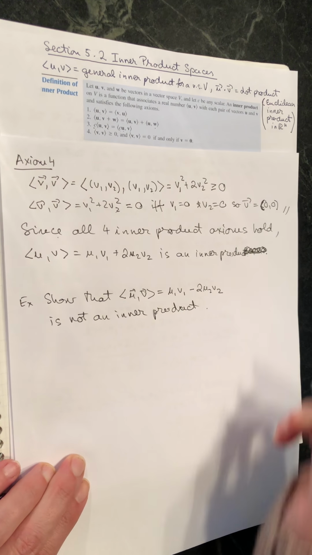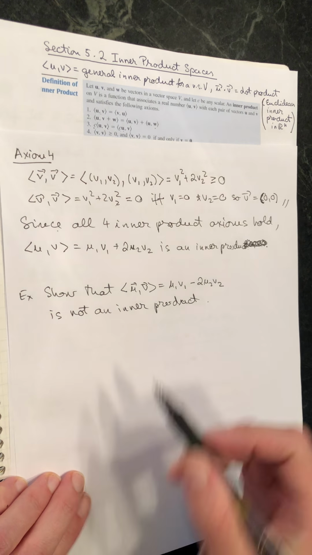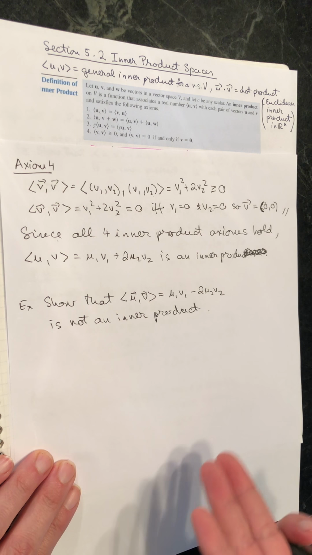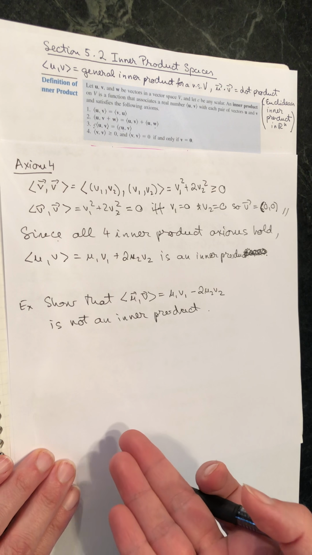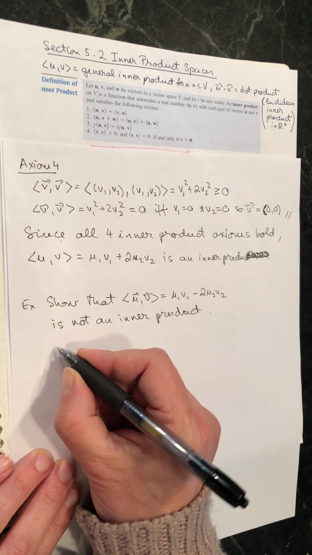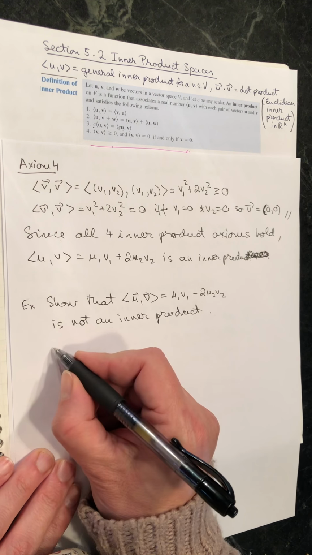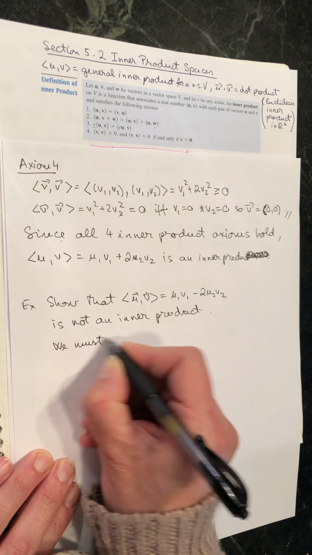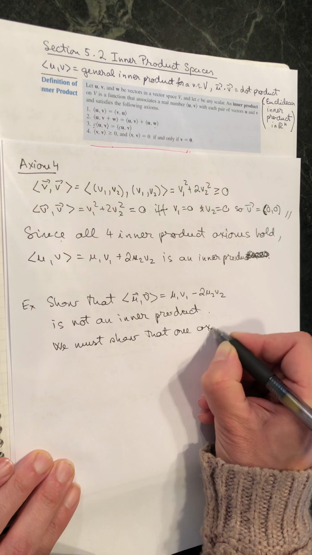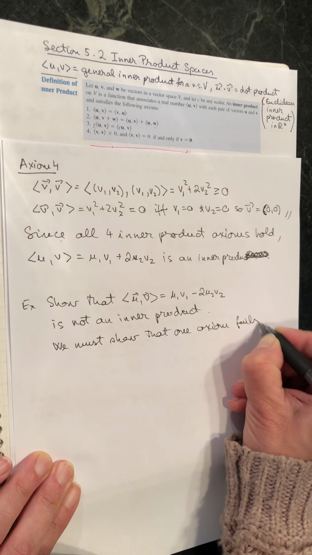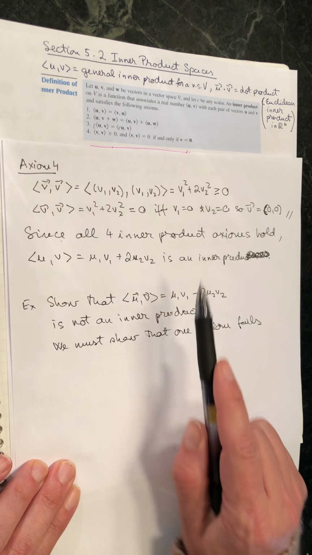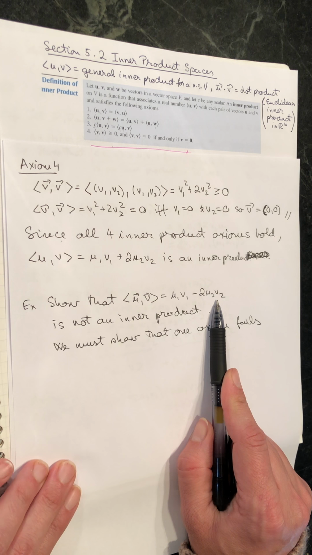Just like with vector spaces, it is enough to show that one of the axioms fails. So we need to give a counterexample. We need to give an example of vectors that make one axiom fail. So we must show that one axiom fails. The axiom that's going to fail is the last one. This inner product is not always positive.